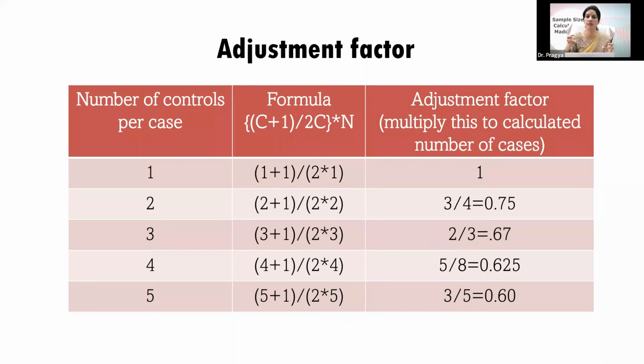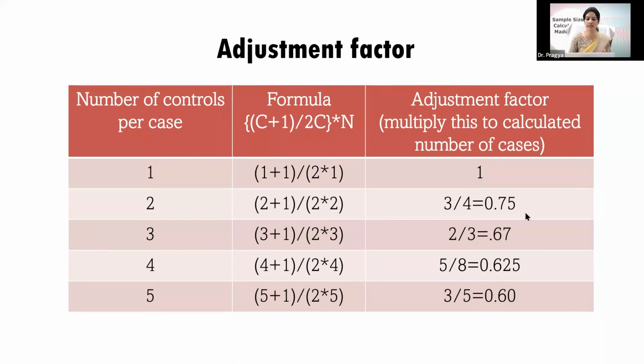If you have this limitation that you cannot increase the number of cases, then by taking more controls, you can adjust for your sample, your power and significance. But how many controls? It is not arbitrary that I wish to take 1:1, or 1:2, 1:3, or 1:4. No, it is based on a multiplication factor, and that multiplication factor is decided by this: you multiply your number of cases with these fractions depending on the number of controls.